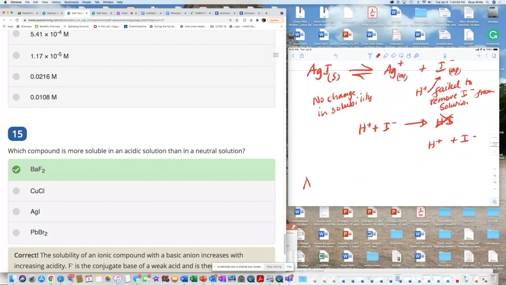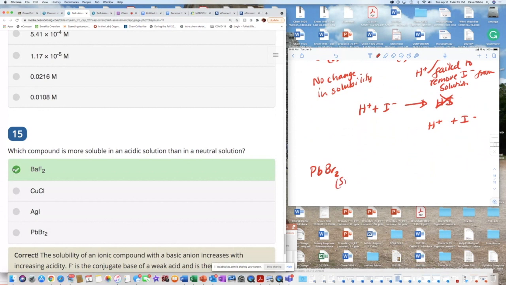You know the trend. So in this last situation here, we're dealing with lead with 2 bromines, what's going to happen? Same thing. H plus will fail. Nothing personal against H plus. This is all chemical behavior. It's not personal. It's chemical.